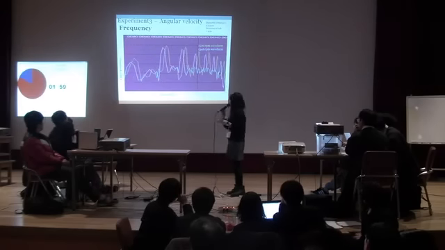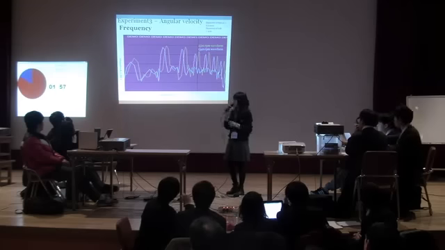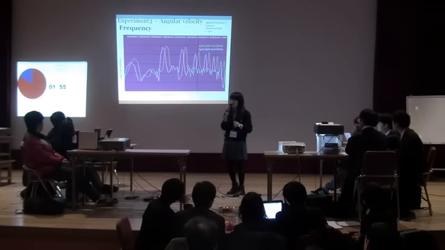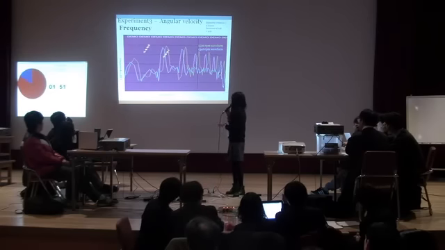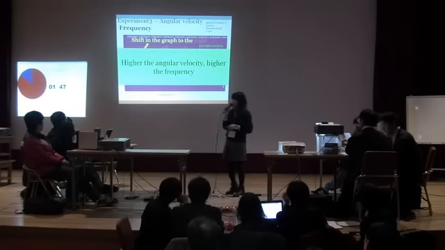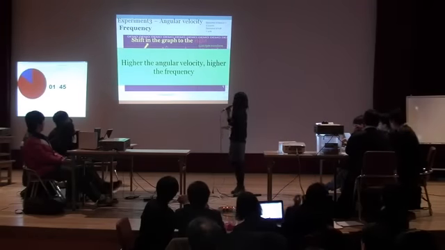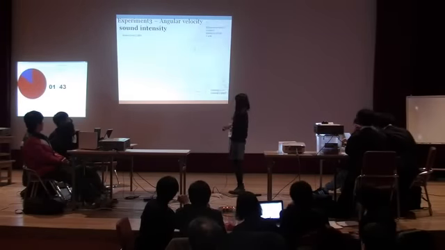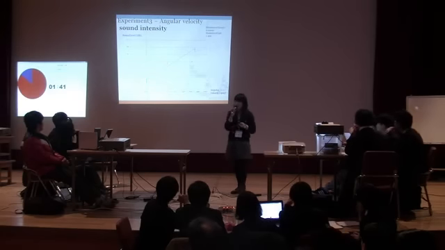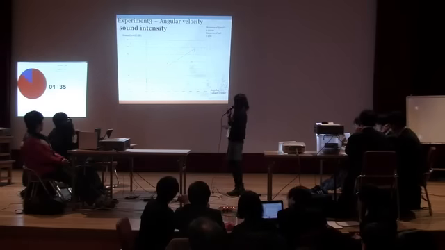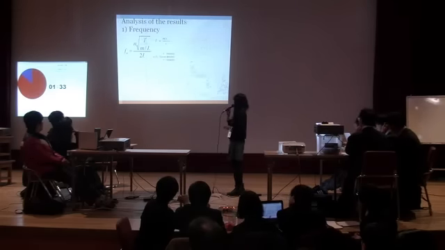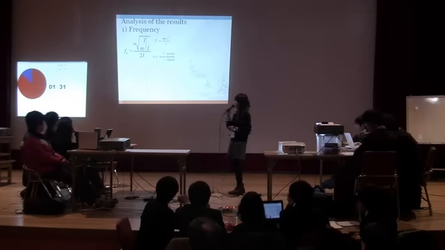And also when we increase the angular velocity from 1340 RPM to 1520 RPM, the graph shifts to the right, which means the higher the angular velocity, the higher the frequency. And different from experiment 1 and 2, the sound intensity also shows an increasing trend when we change the angular velocity. So first, the analysis of the frequency.